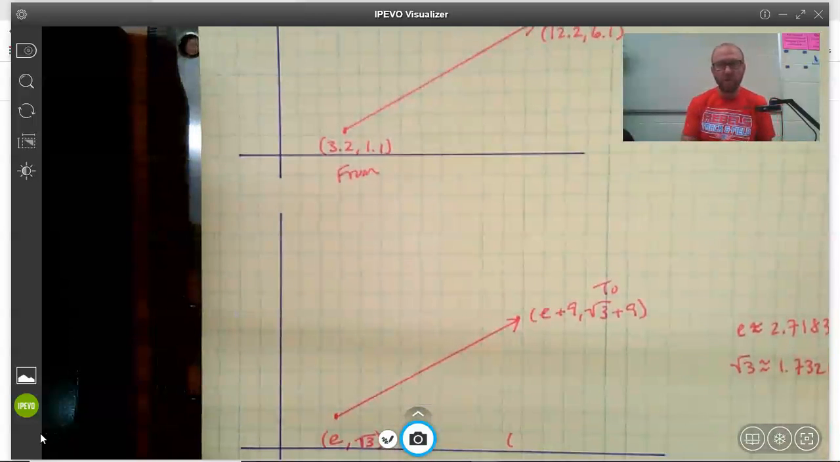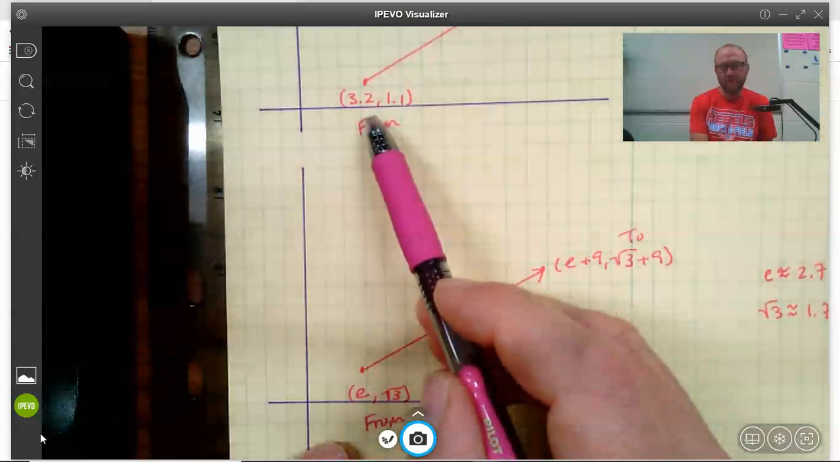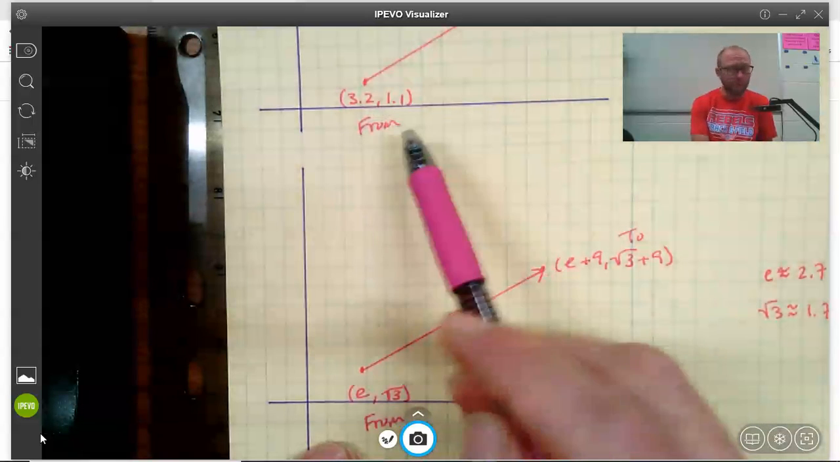First of all, just as a note for graphing, if you need to graph something that's like 3.2, 1.1.